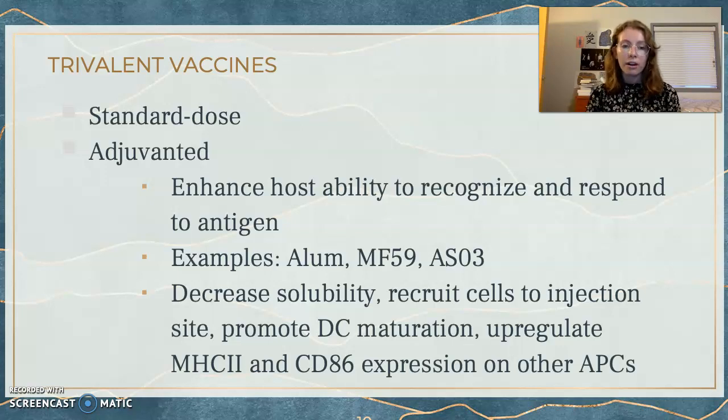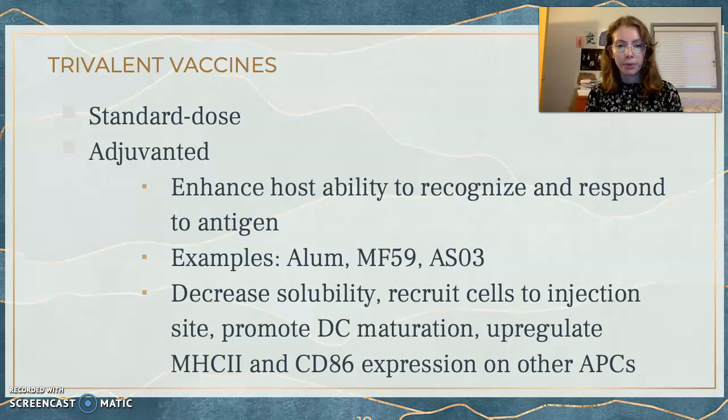Adjuvants are a component that's added to the vaccine to enhance the host's ability to recognize and respond to the antigen. Some examples are alum, MF59, and AS03. Alum was the first, and it's more common, and it is an insoluble complex, and MF59 and AS03 are both oil and water emulsions.